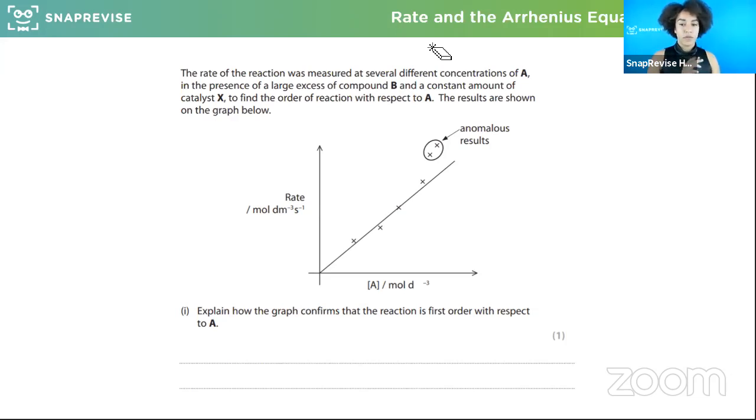So the first thing that we do in all exam questions for rate is we check what is on the axes of the graph, right? Because I keep saying over and over again that the rate-concentration graphs are different from the time-concentration graphs. So even though I've selected these questions specifically to be rate, we're still going to check it. We've got concentration on the bottom as we usually have, and rate here, so it's a rate-concentration graph. So the question is, explain how the graph confirms that the reaction is first order.